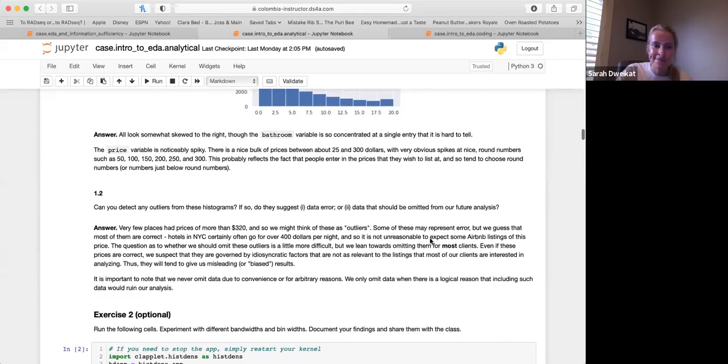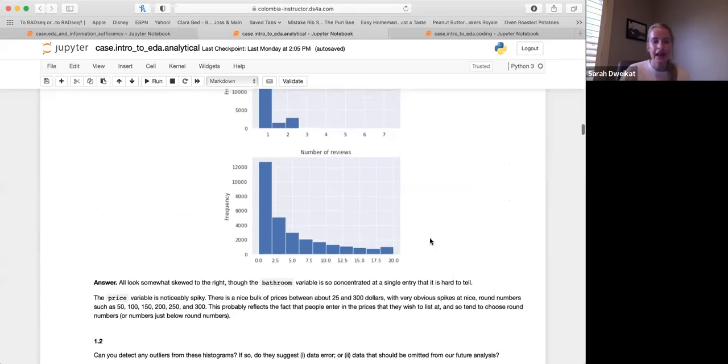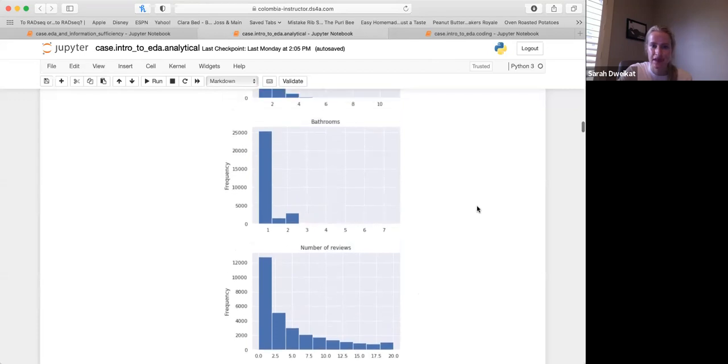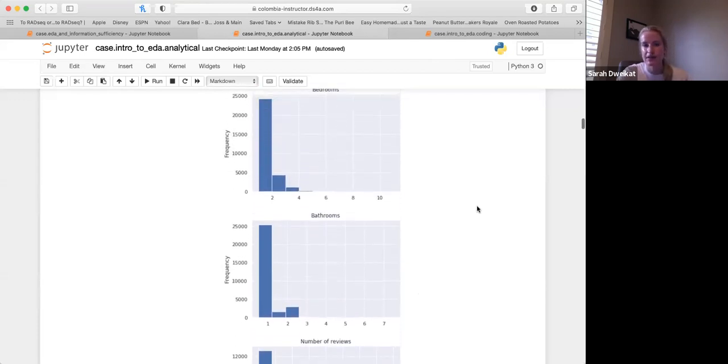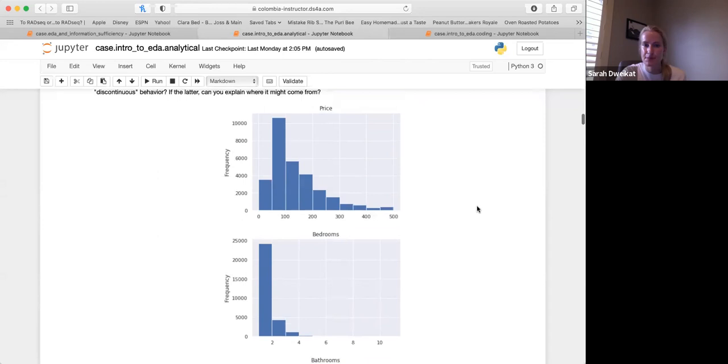So, okay. So we're looking down here at the bottom of my screen. Can you detect any outliers from these histograms? If so, do they suggest data error or data that should be omitted from our future analysis? And let me scroll back up. We're looking for outliers in these histograms.